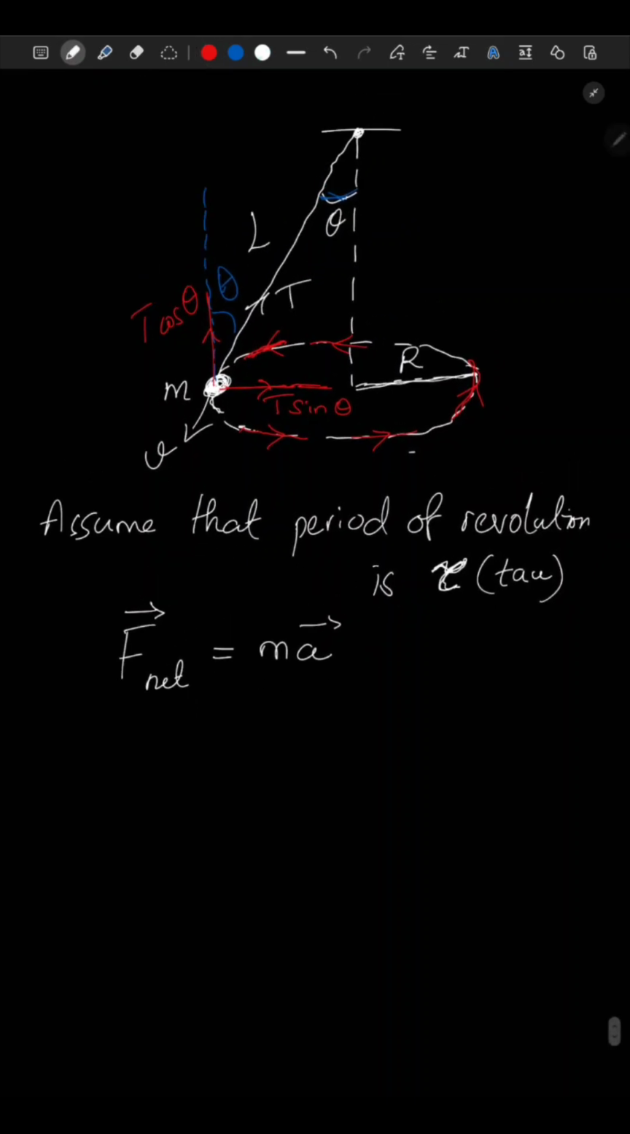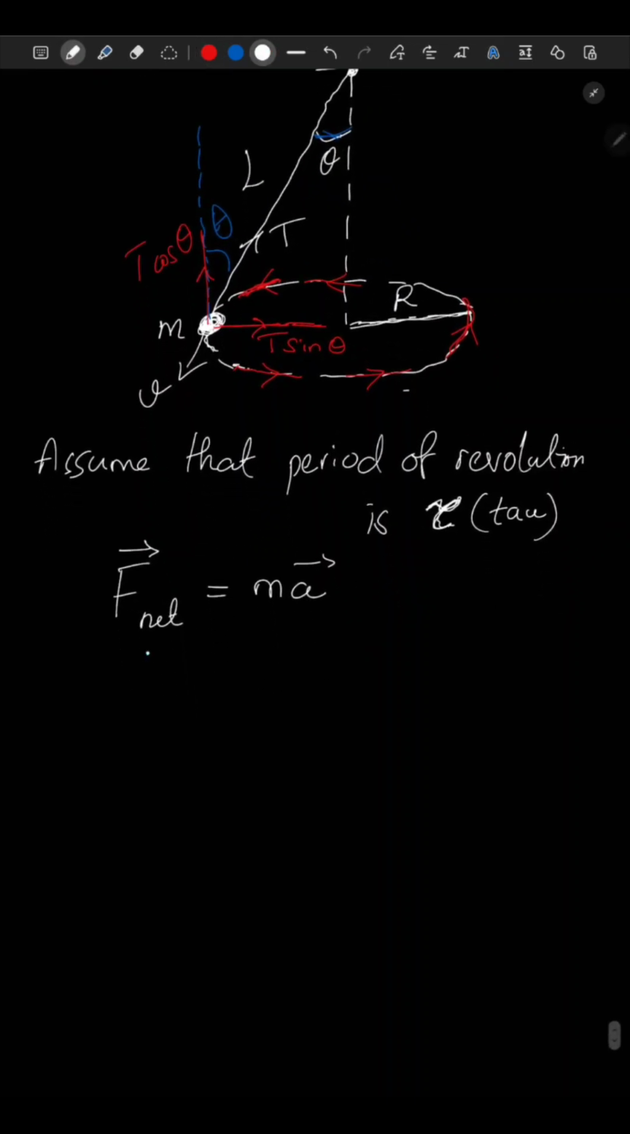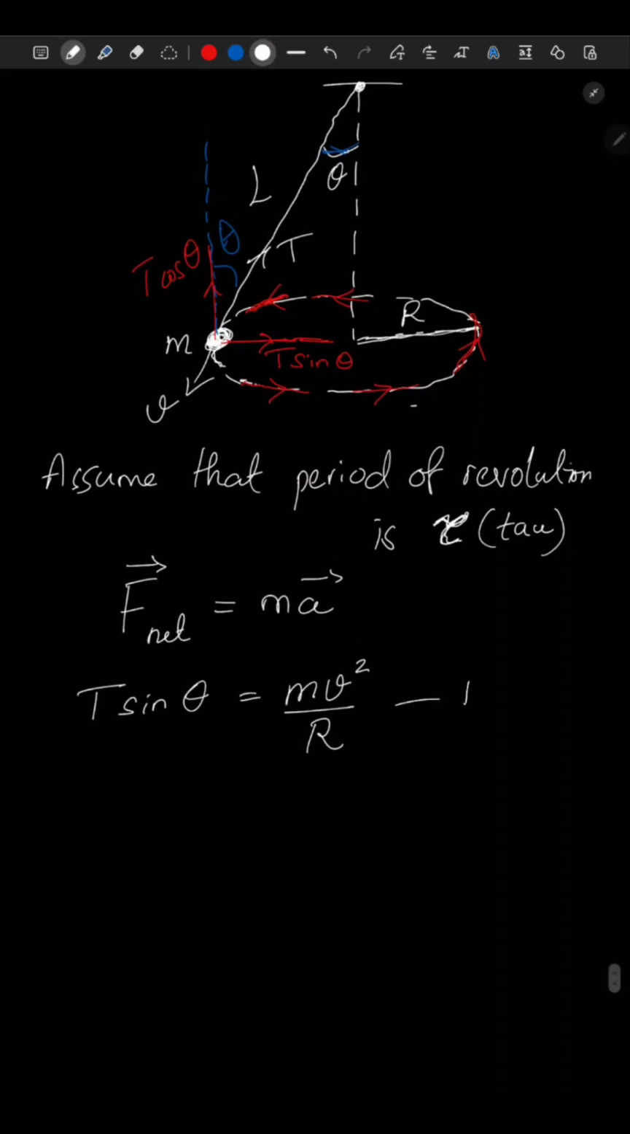We can just write over here that the centripetal force, which is T sine theta, towards the center, is m times the acceleration, which is the centripetal acceleration, v squared divided by the radius, capital R. So this is just the first equation of motion.